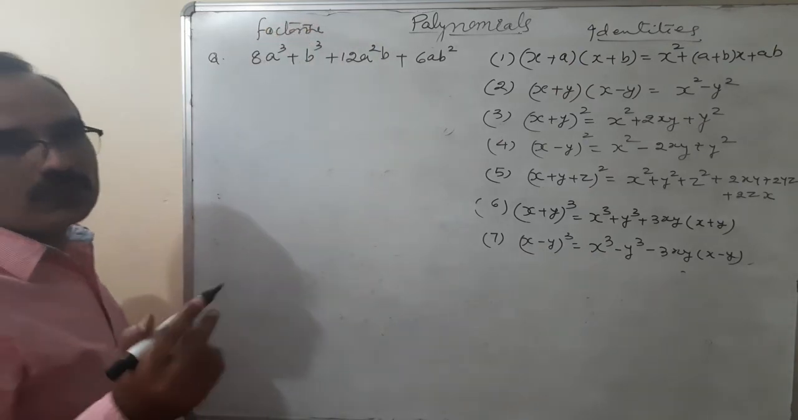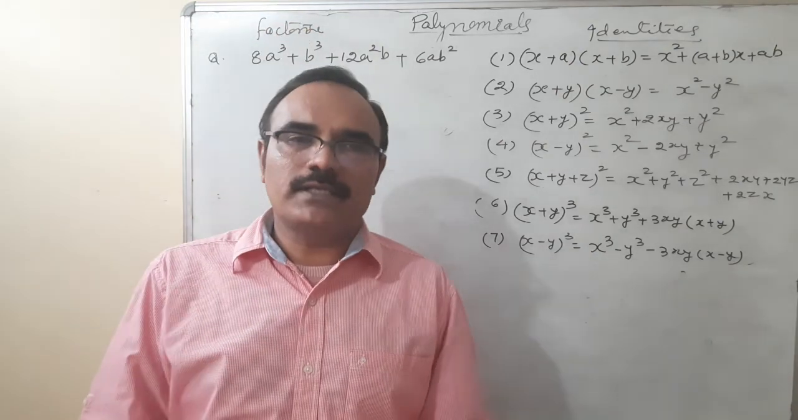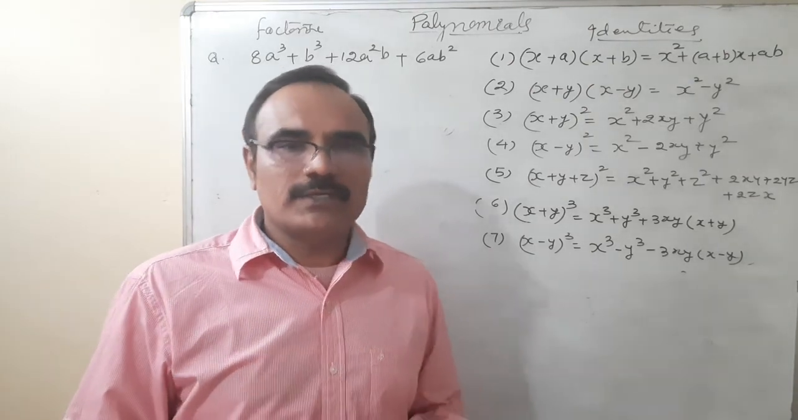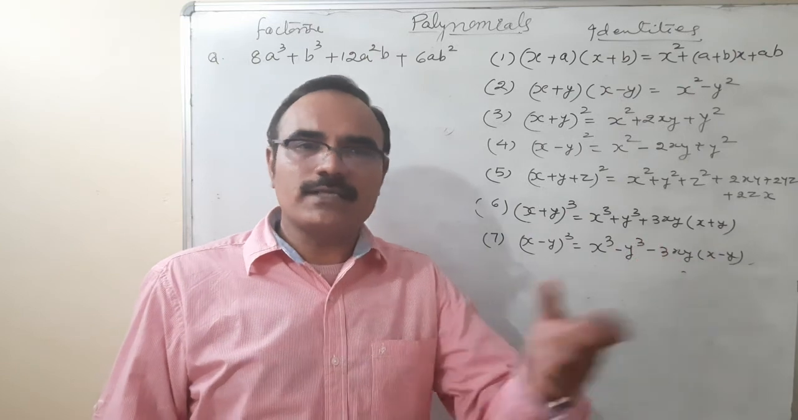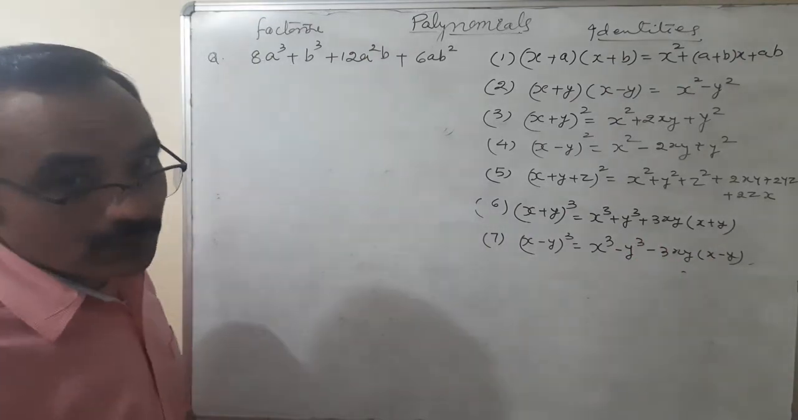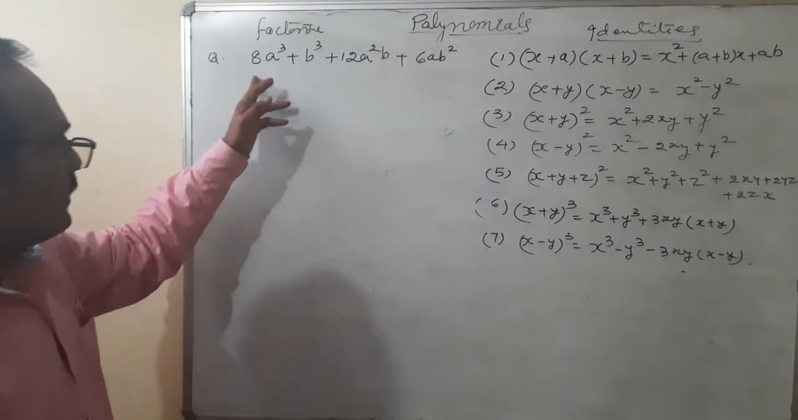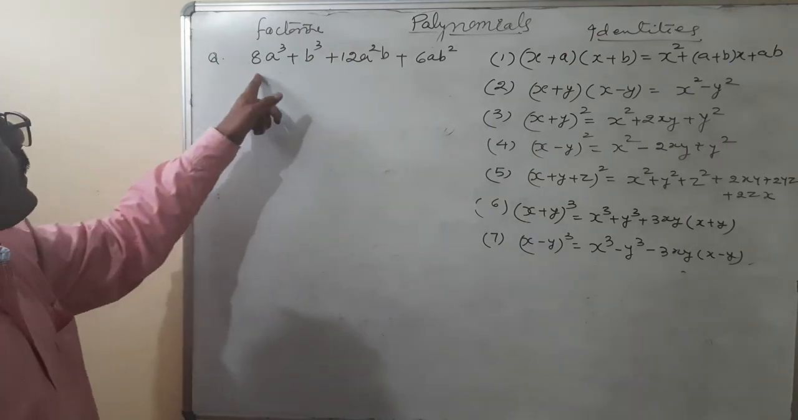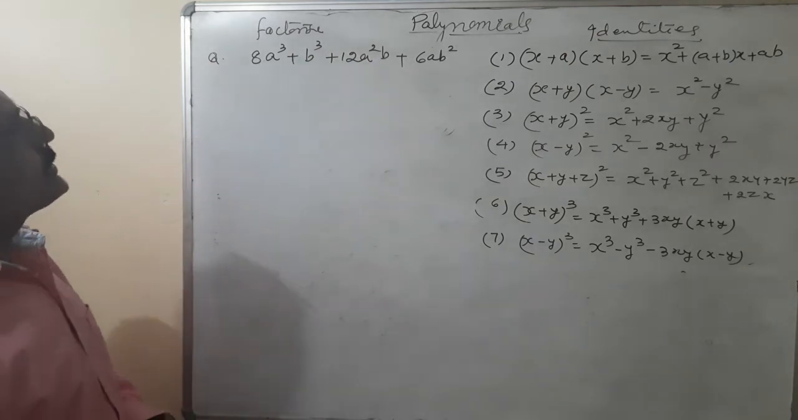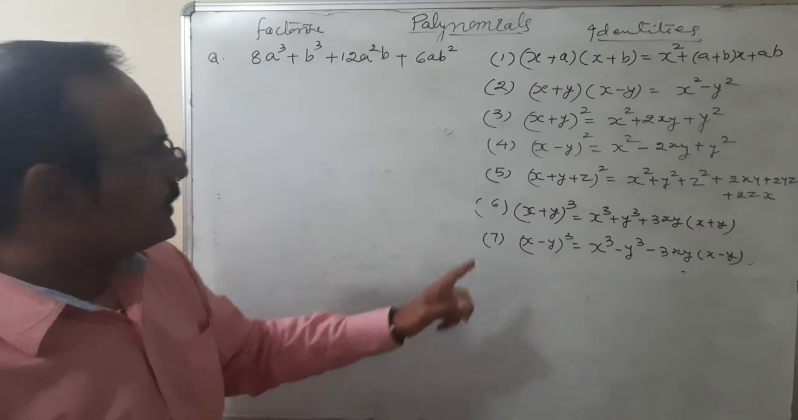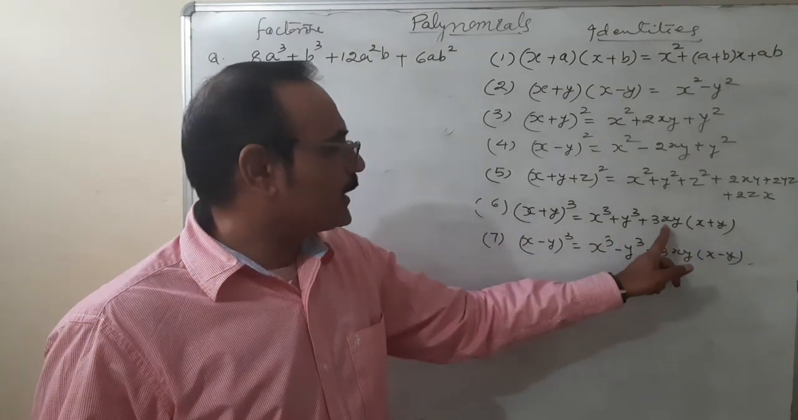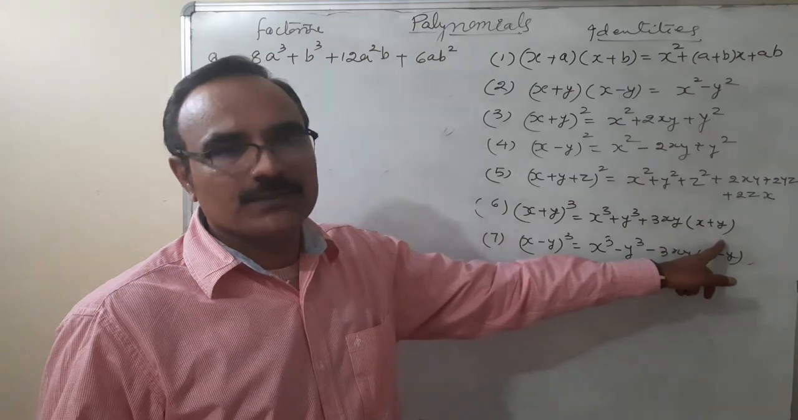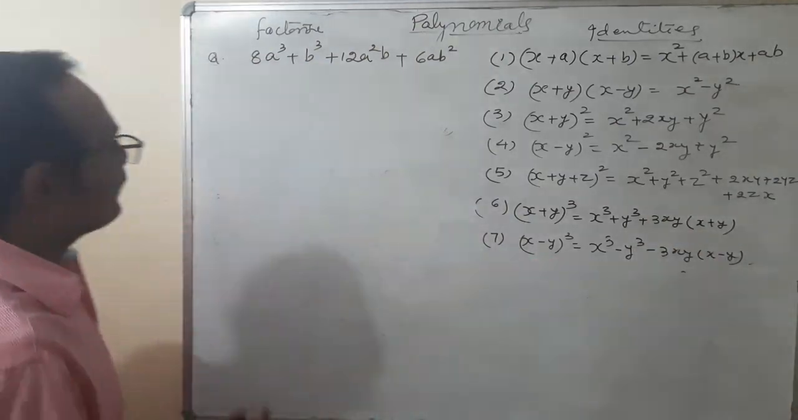I told you only two types of questions are there: either evaluate or factorize. If the term is in the expanded form, we have to factorize. If the term is in the factor form, we have to evaluate, and use it with the identities only. So that is the question. 4 terms are there. You can see that all the terms are positive. That means it is matching with identity number 6, right hand side term. If I open the bracket, it is 3x square y plus 3xy square. 4 terms are there.